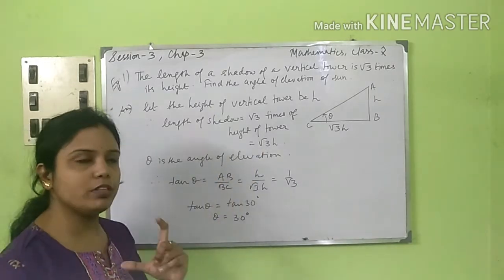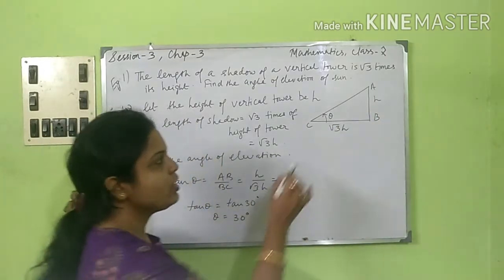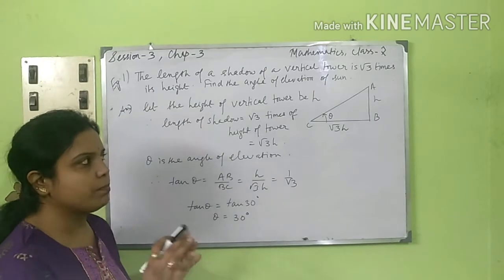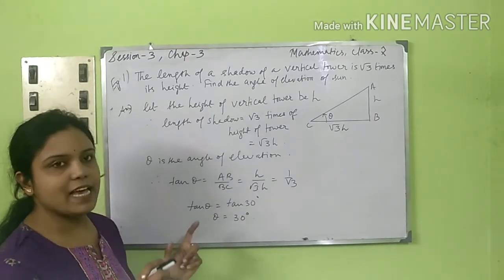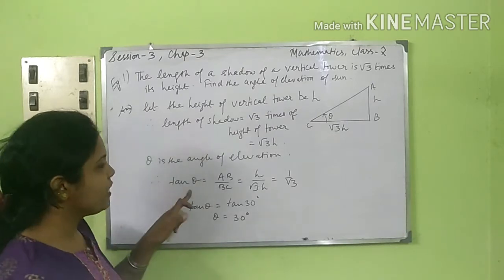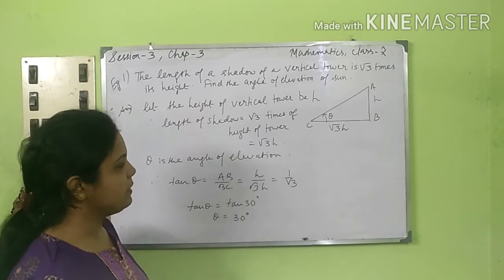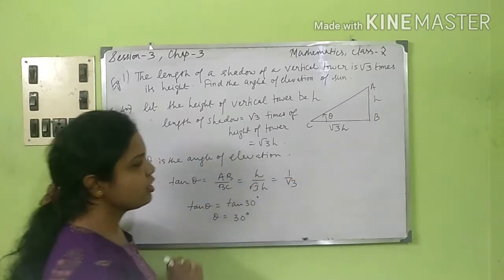Now we have two known things with us. One is the perpendicular, that is the height of the tower, and the other is the base, that is the length of the shadow. Whenever a perpendicular and base are given, the ratio we consider for an easy calculation is tan. So tan theta is perpendicular by base, that is AB by BC, which is H by root 3H, that is 1 by root 3.